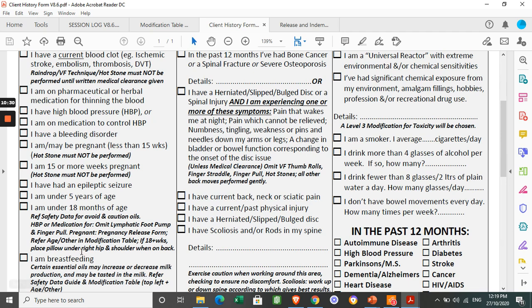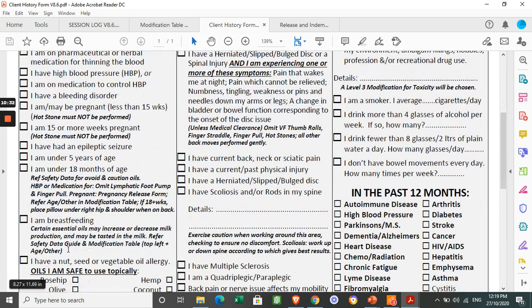Now let's look at I am breastfeeding, because we have some specific bold italics here giving us further indication of modifications we may need to make.